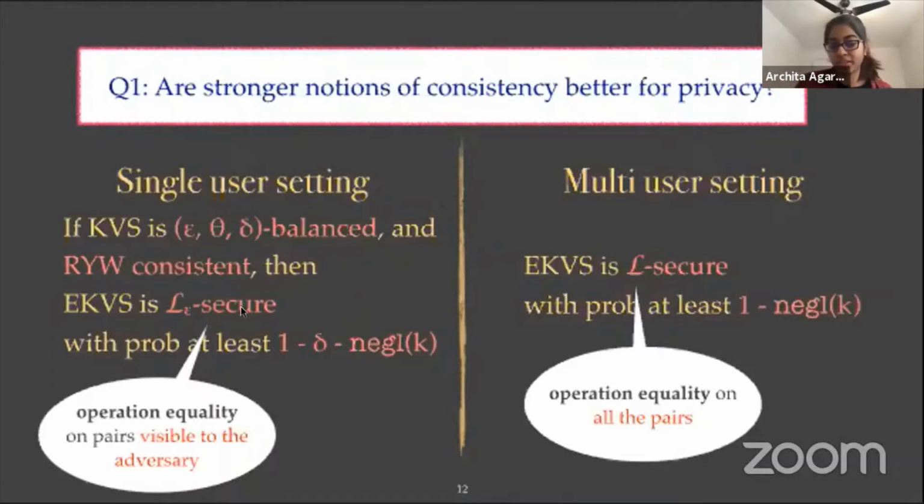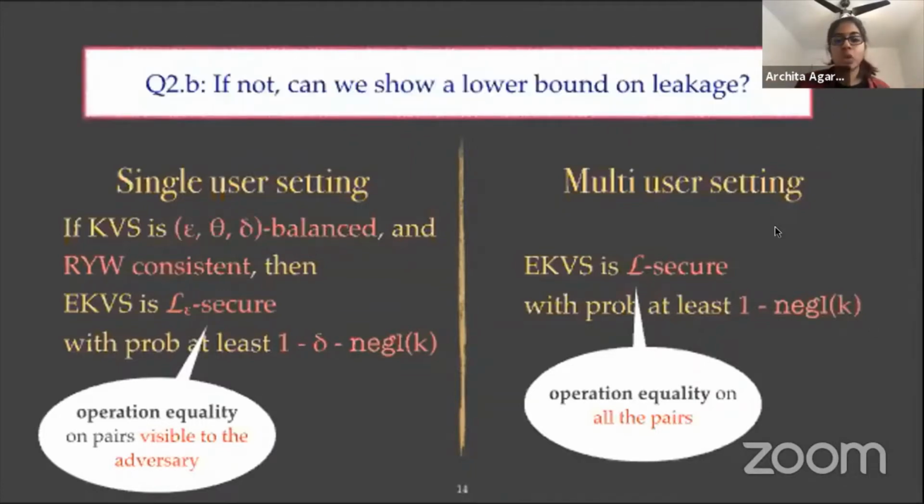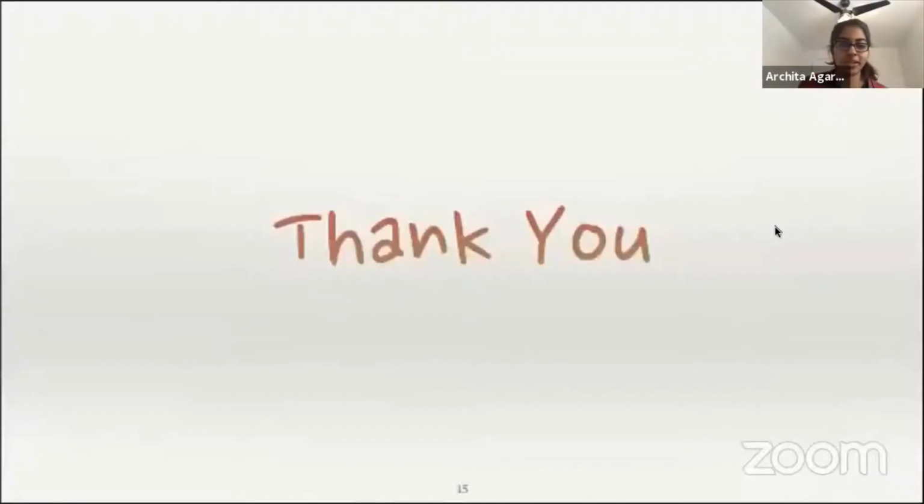Because if you see in the single user setting, by assuming read or write consistency and some other properties, you could improve the leakage. So is it true in general? And if yes, can you then improve the security in the multi-user setting as well by assuming some sort of consistency property? And if not, then can you show the lower bound on the leakage, that you have to leak this much in the multi-user setting? Yeah, that's all, and thank you.